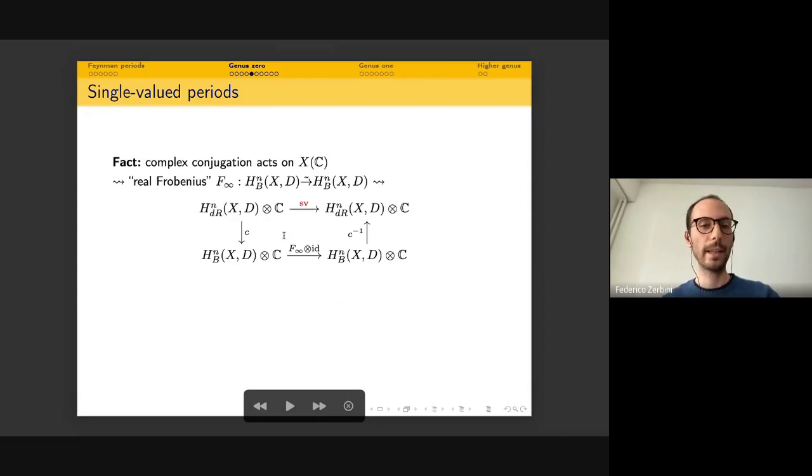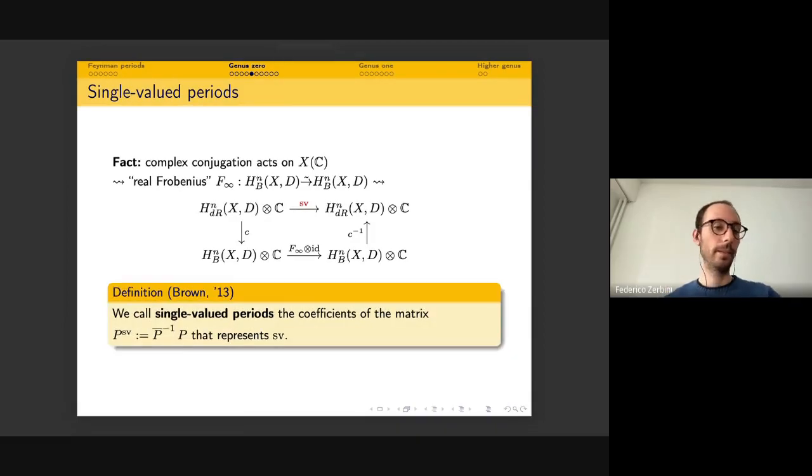So how do you do that? So you tensor with C, you use the comparison isomorphism of Grothendieck, then you use this F infinity, this real Frobenius, and then you go back to de Rham by C minus 1. And that's how you define your map, which I call SV for single-valued.